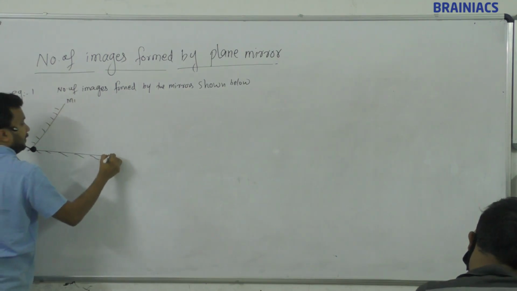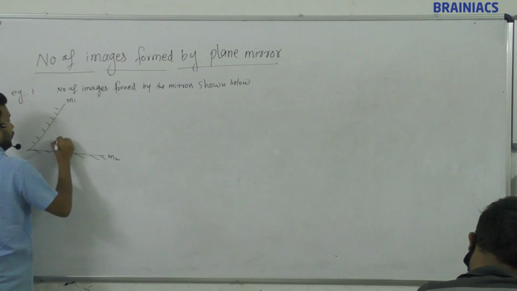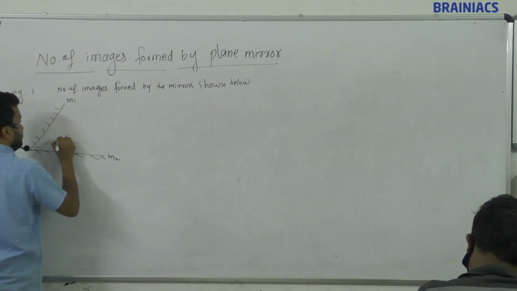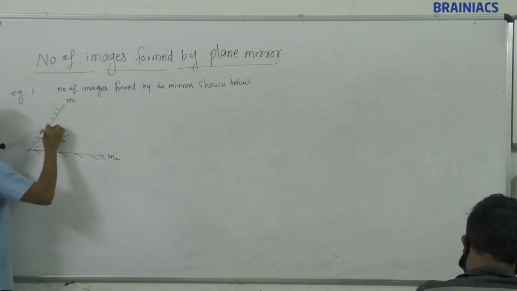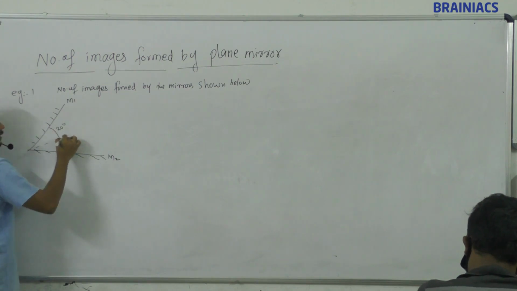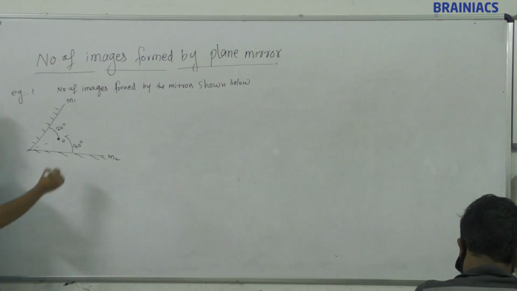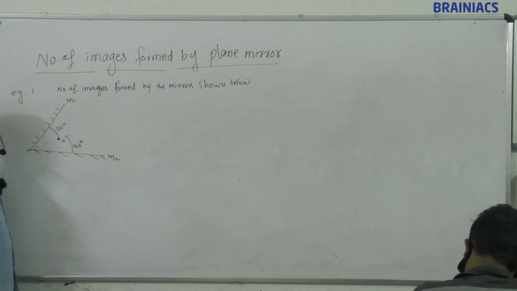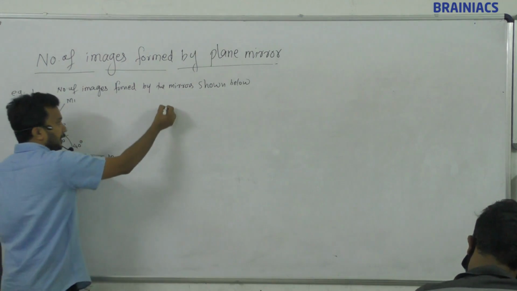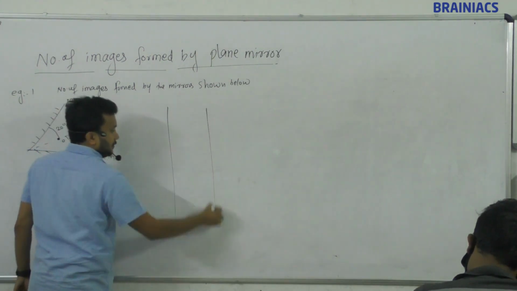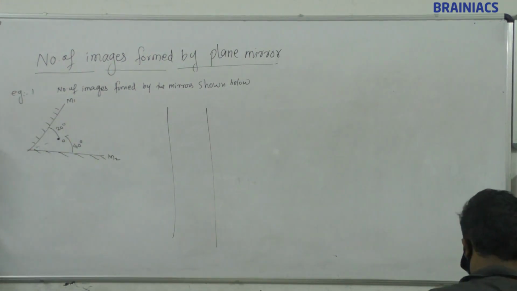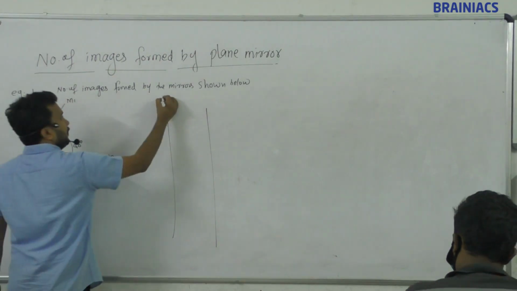M1, M2, an object is placed here. This is an object, and this is 20 degree from here and 40 degree from here. 20 degree from here, 40 degree from here. What will we do? Crisscross method. Okay, so M1 will get first priority.